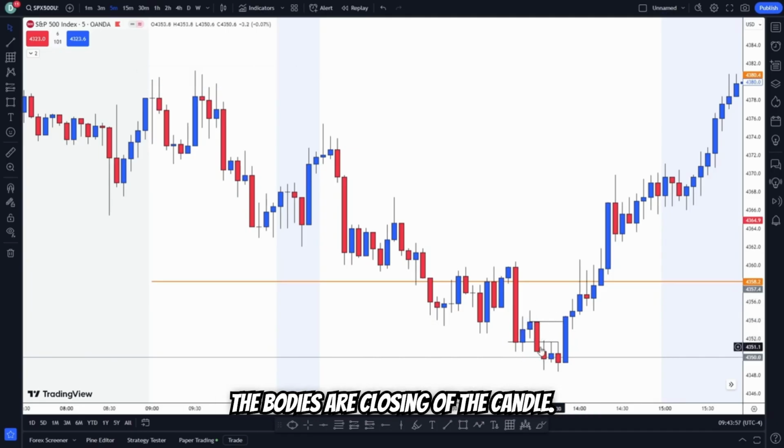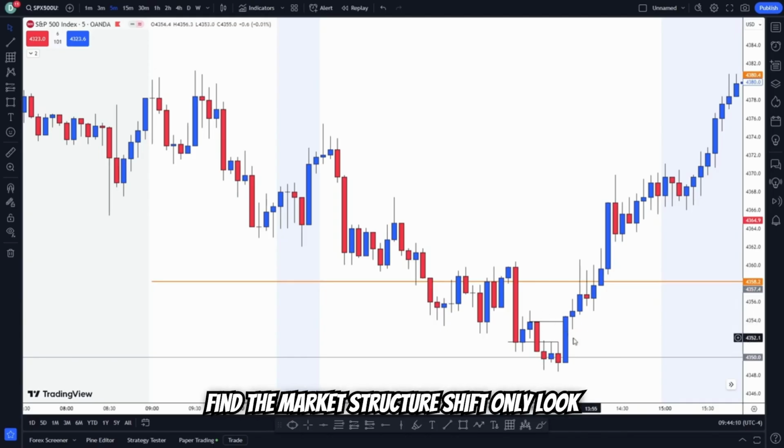how the bodies of the candles are closing, because lots of people make the mistake of trying to find a good market structure shift, or they just cannot find one. They look at the wicks and they get onto the wrong ones. But this is the right way to find the market structure shift. Only look at the candle bodies.